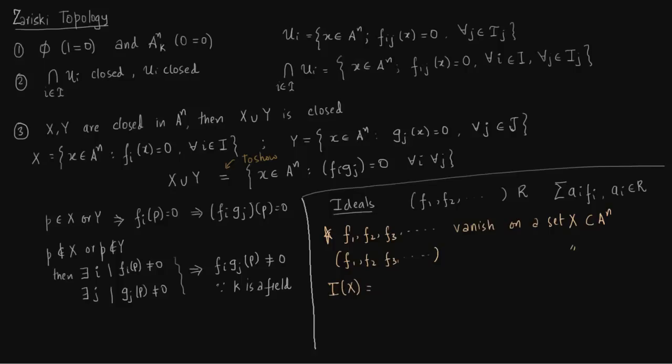So this is what the ideal of X is. This is a collection of polynomials f lying in, as I have said before, k[x1 to xn], such that f(x) is 0 for all x lying in the bigger set X. So for all points in the bigger set X. Sometimes we write x element of X or p element of X.